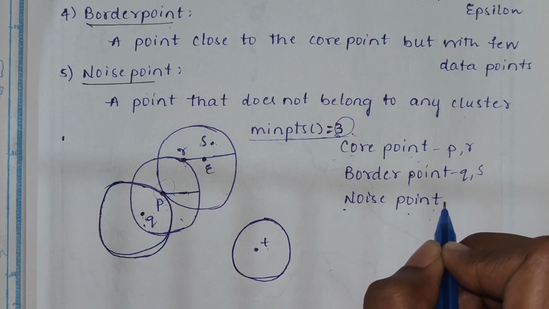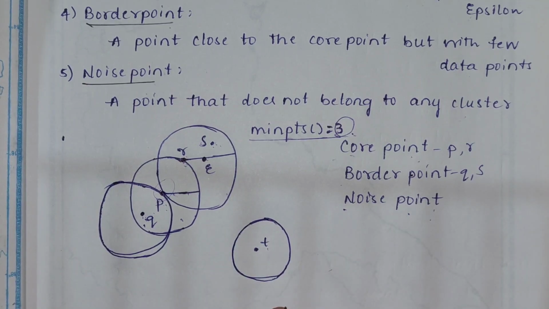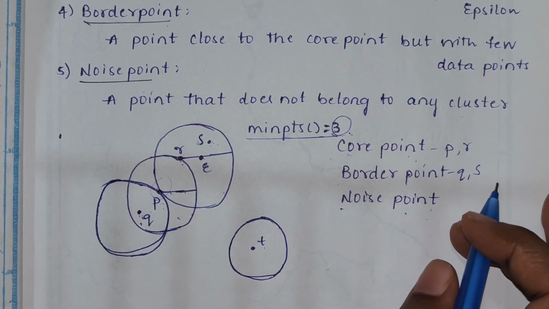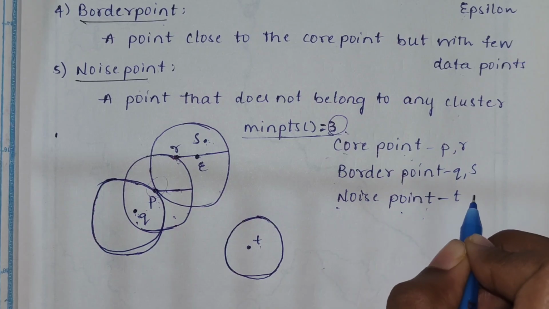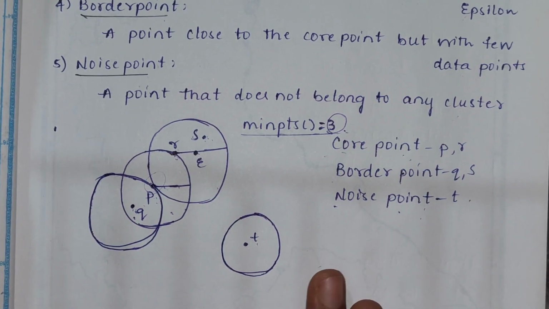And the points which are neither border points nor core points are noise points, which means a point that does not belong to any cluster is a noise point. And here T is considered a noise point. Understood? This is about the terms of density based clustering. I think you guys understood the terms noise point, border point, core point, minimum points and epsilon.